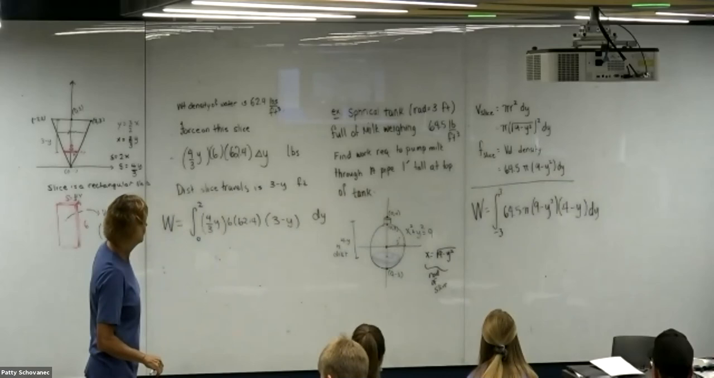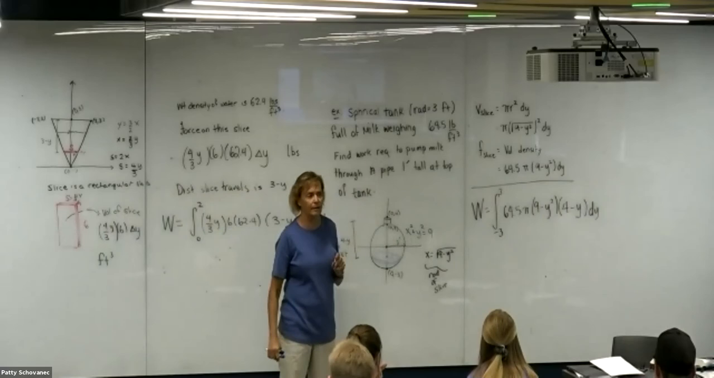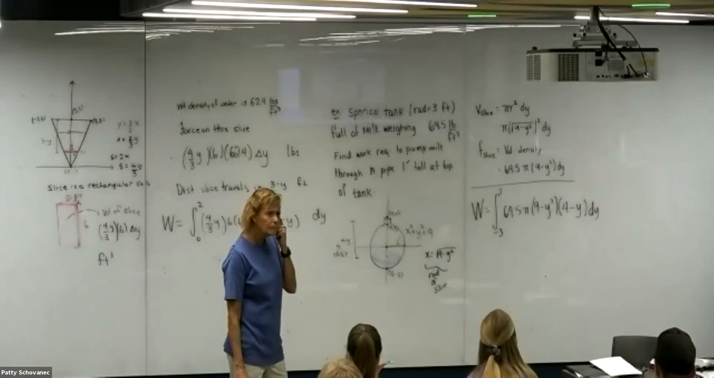-3 to 0. So I've got it all the way. We're using y values, so I'm putting my y axis as my dummy variable. If we wanted to, could we use symmetry on this? We just go 2 times the integral, because the density is going to be about the same.